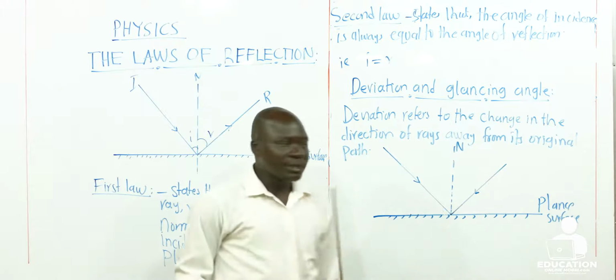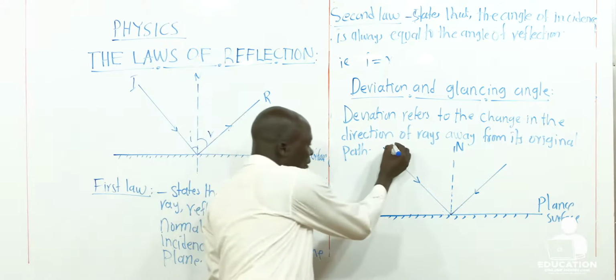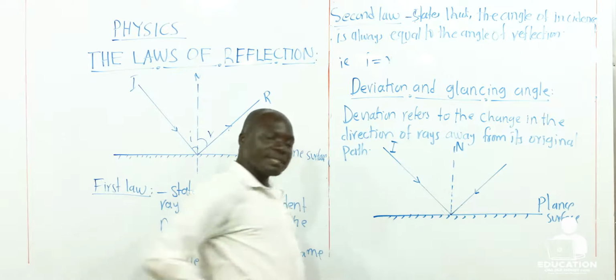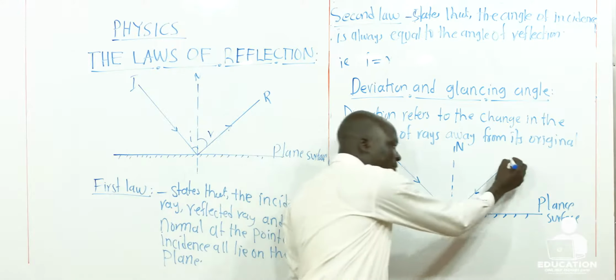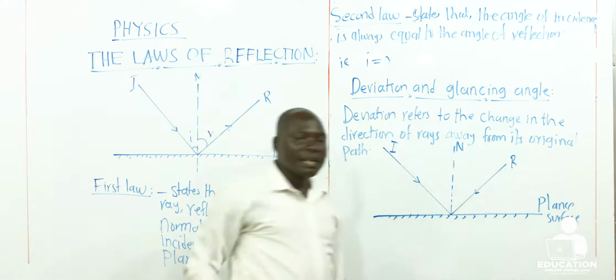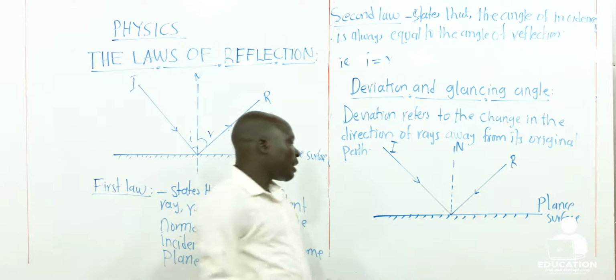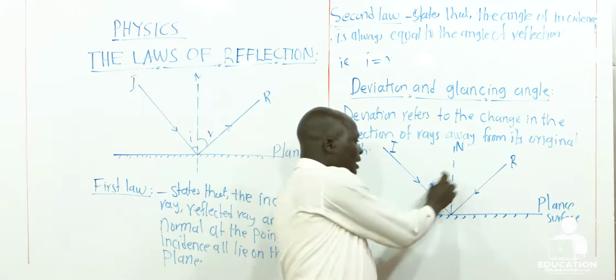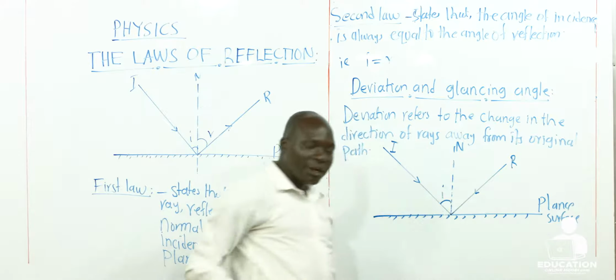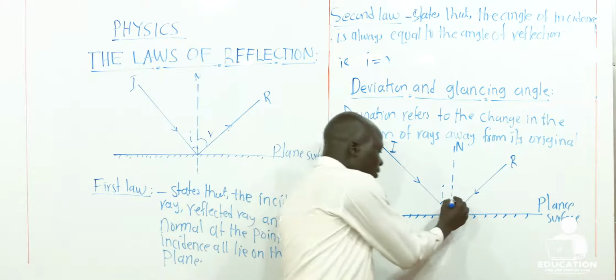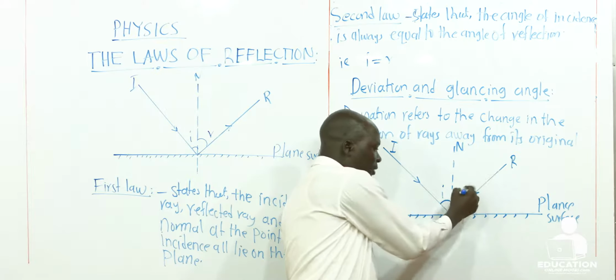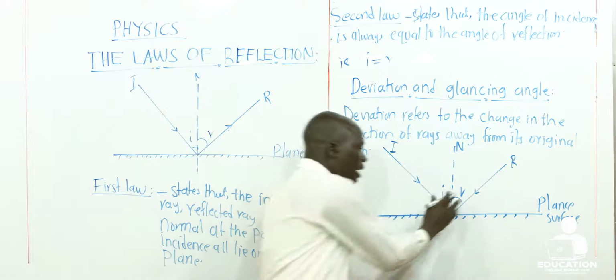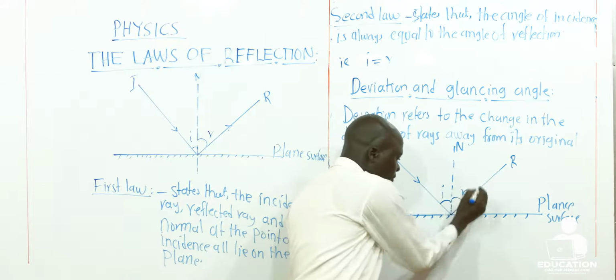And dear learners, we said that the ray that falls on the surface is called the incident ray. Then the ray that is reflected from the surface is called the reflected ray. And the angle between the incident ray and the normal is called the angle of incidence. Then the angle between the reflected ray and the normal is called the angle of reflection.